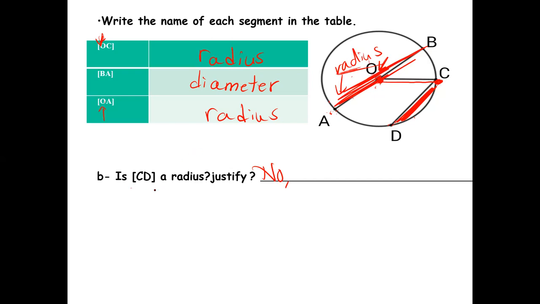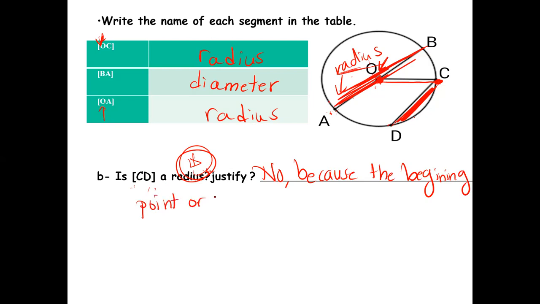Here in CD, did I say O? No. Is the beginning point or the ending point the center? No, so it's not a radius. So when I say justify why it's not a radius, we have to say: no, because the beginning point or the ending point is not the center O.